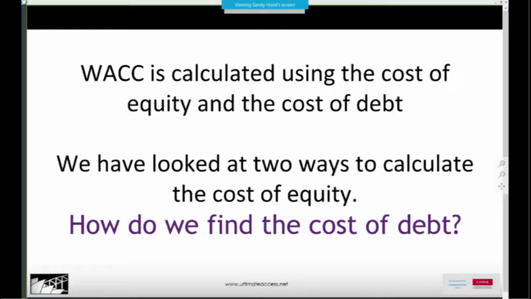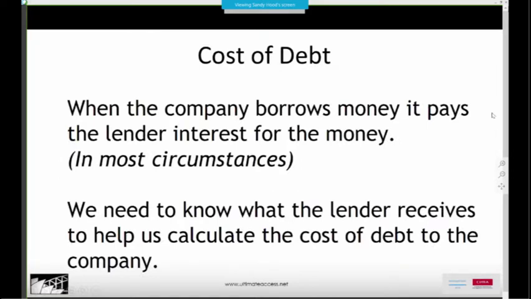The WACC is calculated using the cost of equity and the cost of debt. We've looked at two ways to calculate the cost of the equity. We haven't looked at the cost of debt yet. When the company borrows money, it pays the lender interest for the money in most circumstances, and we need to know what the lender receives to help us calculate the cost of debt to the company.